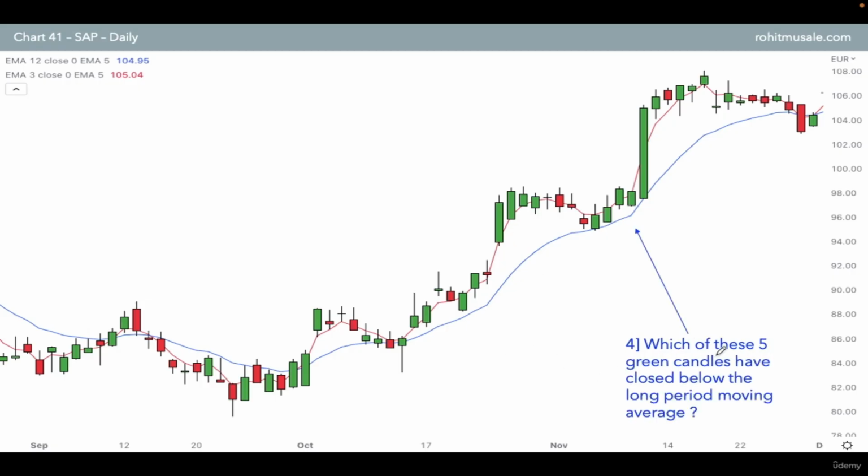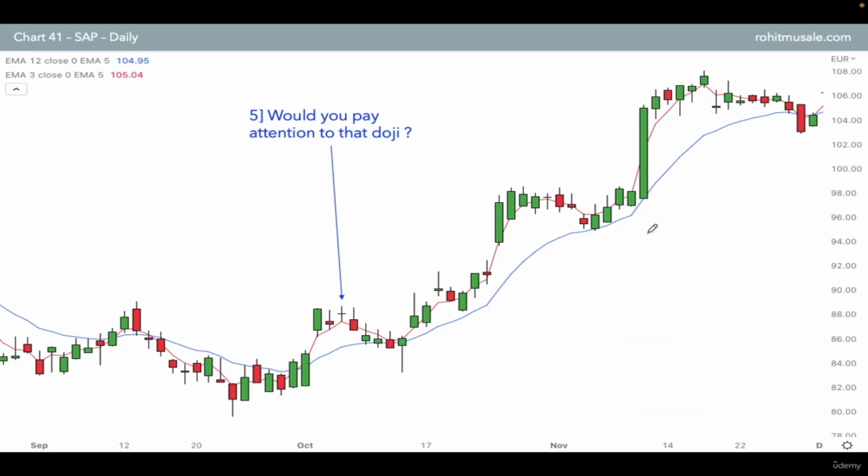Number 4. Which of these 5 green candles have closed below the long period moving averages? So the long period moving average is the blue line. None of these candles has closed below that blue line. Number 5. Would you pay attention to that doji? I think I would pay attention to that doji because I think it is confirming this resistance. Not quite, but since it is coming at that resistance area, I would pay attention to it because if that becomes a resistance and there is a rising window here, the price is likely to get sandwiched, right?